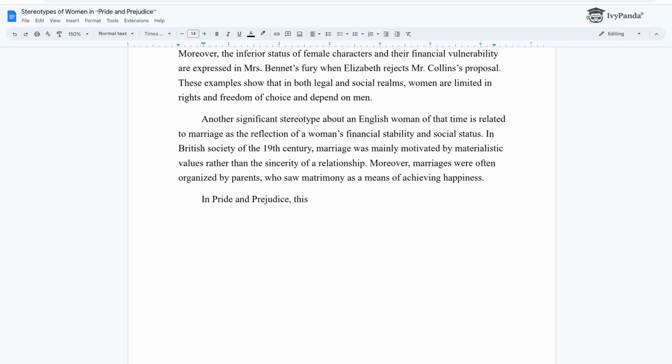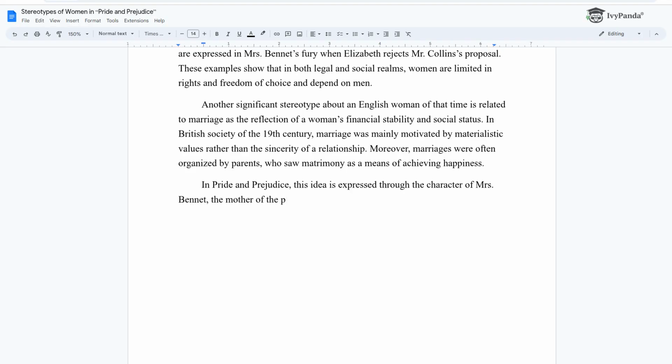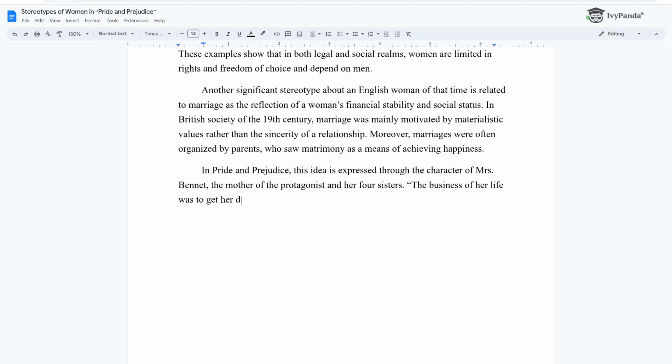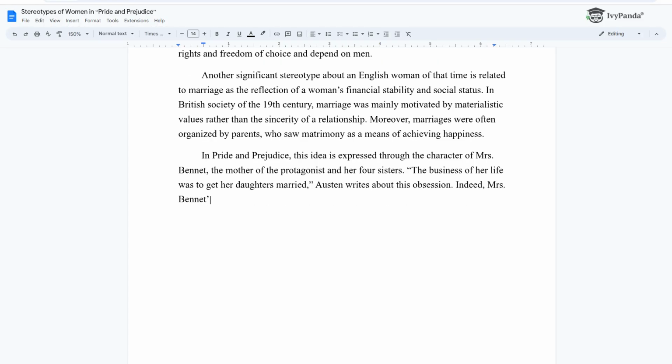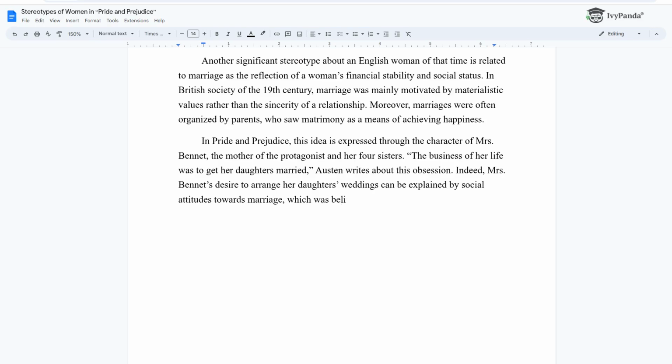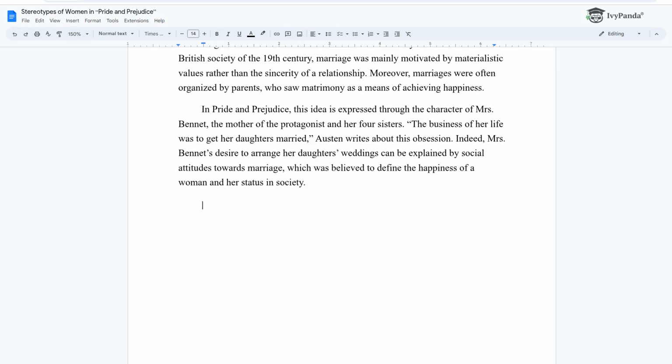In Pride and Prejudice, this idea is expressed through the character of Mrs. Bennet, the mother of the protagonist and her 4 sisters. The business of her life was to get her daughters married. Austen writes about this obsession. Indeed, Mrs. Bennet's desire to arrange her daughters' weddings can be explained by social attitudes towards marriage, which was believed to define the happiness of a woman and her status in society.